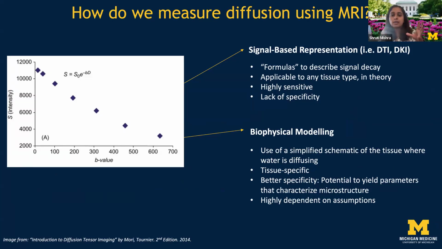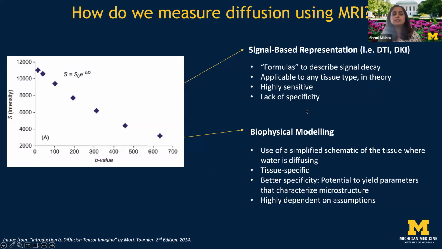The first broad umbrella is signal-based representation strategies, where we're essentially trying to describe the signal decay that occurs when we acquire our diffusion sequence. These are based on applying formulas to that signal decay and deriving parameters from that. This is, in theory, applicable to any tissue type, and it's highly sensitive.